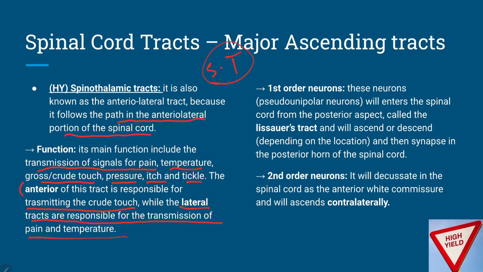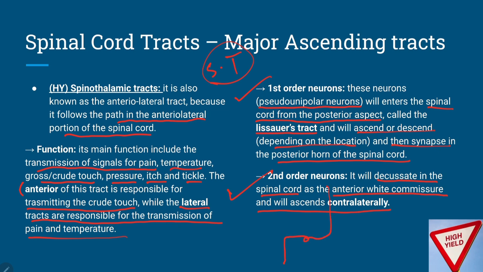So the first order neurons, again, are pseudo-unipolar neurons, and they will enter the spinal cord from the posterior aspect called Lissauer's tract, and will ascend or descend depending on the location, and then synapse in the posterior horn of the spinal cord. Second order neuron, it will decussate in the spinal cord. Decussation will occur in the spinal cord as the anterior white commissure and will ascend contralaterally.